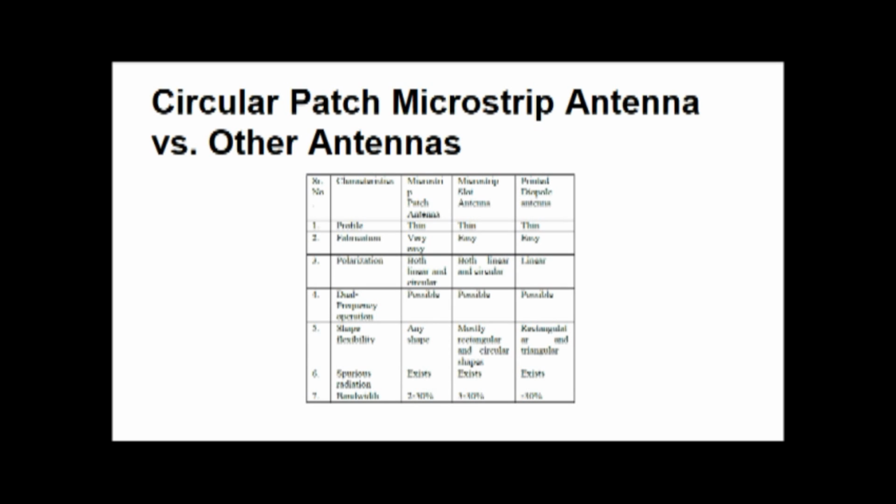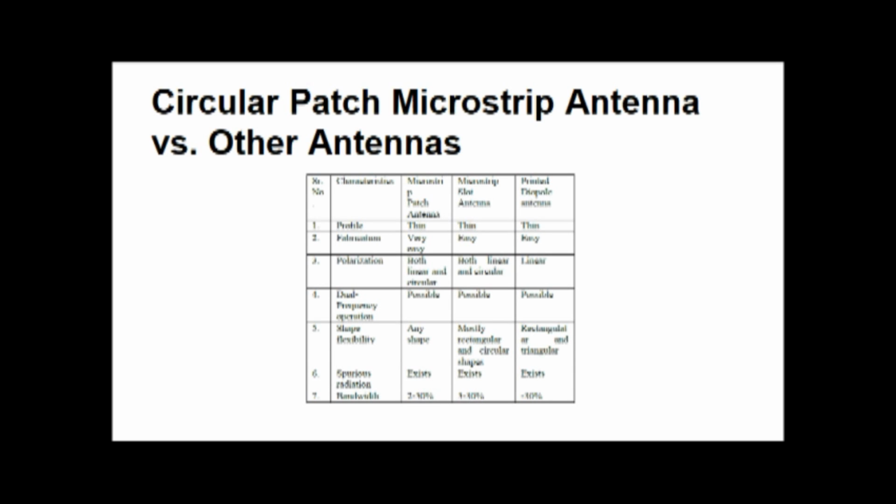And in polarization, the microstrip patch antenna and the microstrip slot antenna have both linear and circular polarization, whereas the printed dipole antenna only has linear. So that makes the microstrip circular patch antenna more flexible. And dual frequency operation is possible in all three.